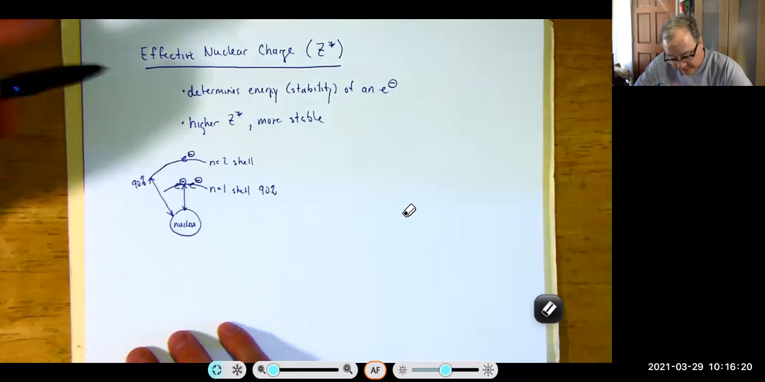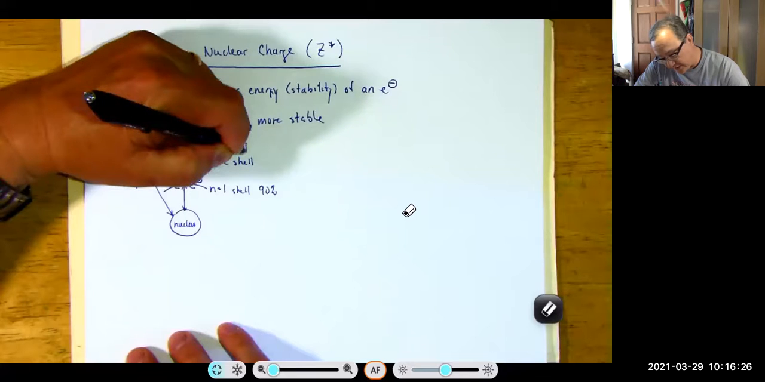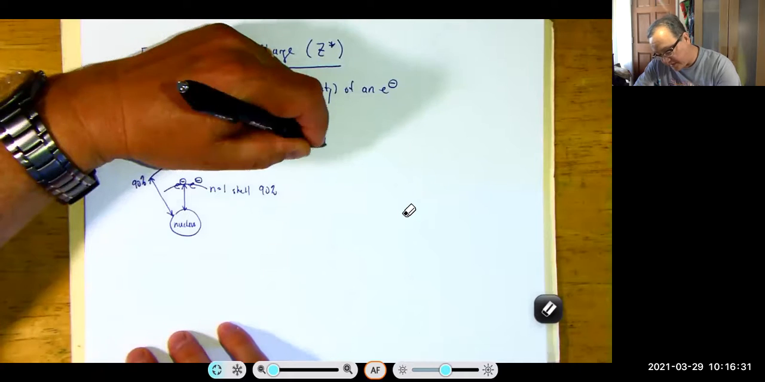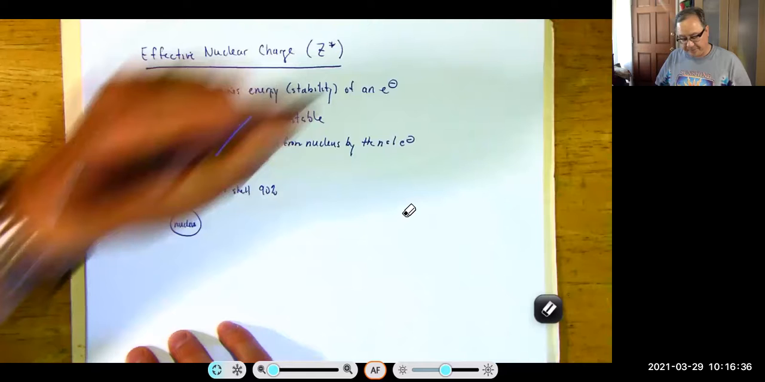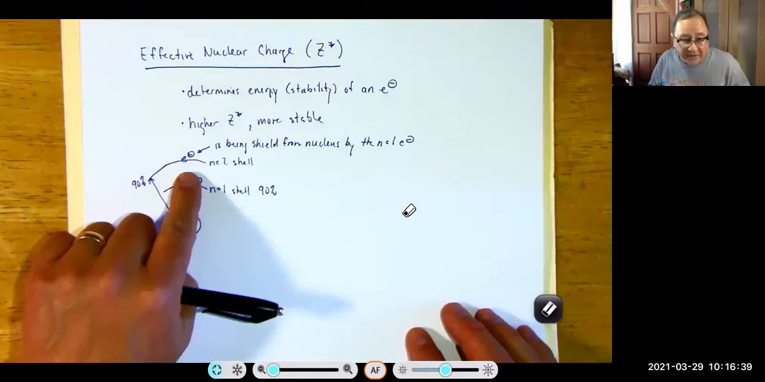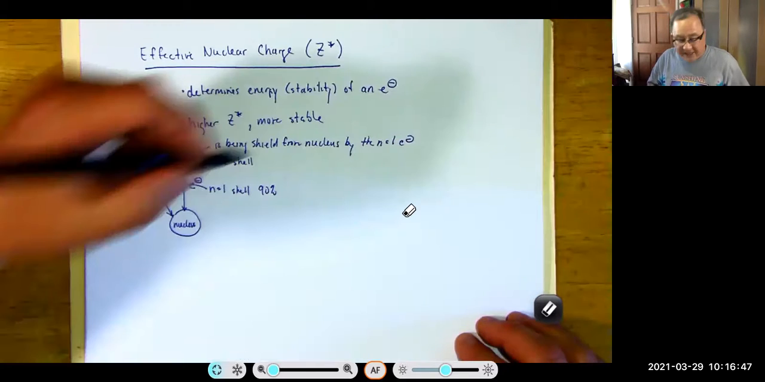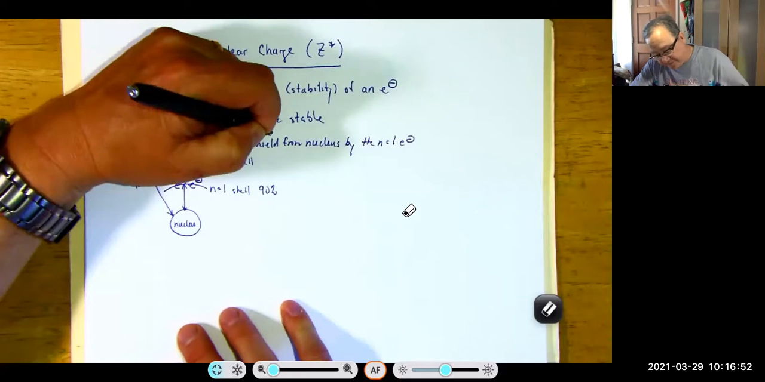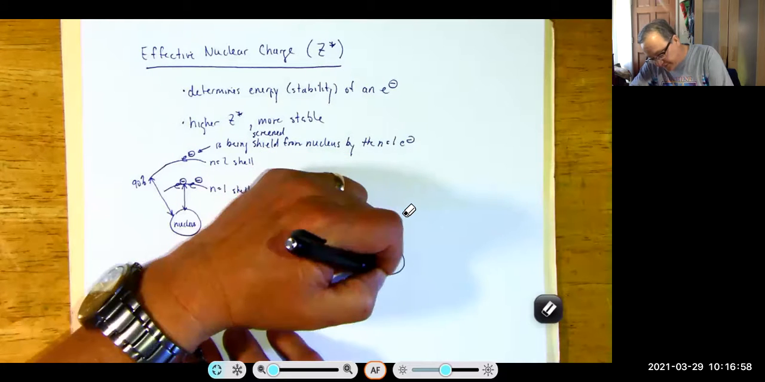So here, this electron is being shielded from the nucleus by the n equal 1 electrons, that is, if the electron's way out there. Is that the same term as screening in this case? Yeah, screening and shielding is the same thing. I call it shielding, screening, screened. Okay, now suppose this is the case.